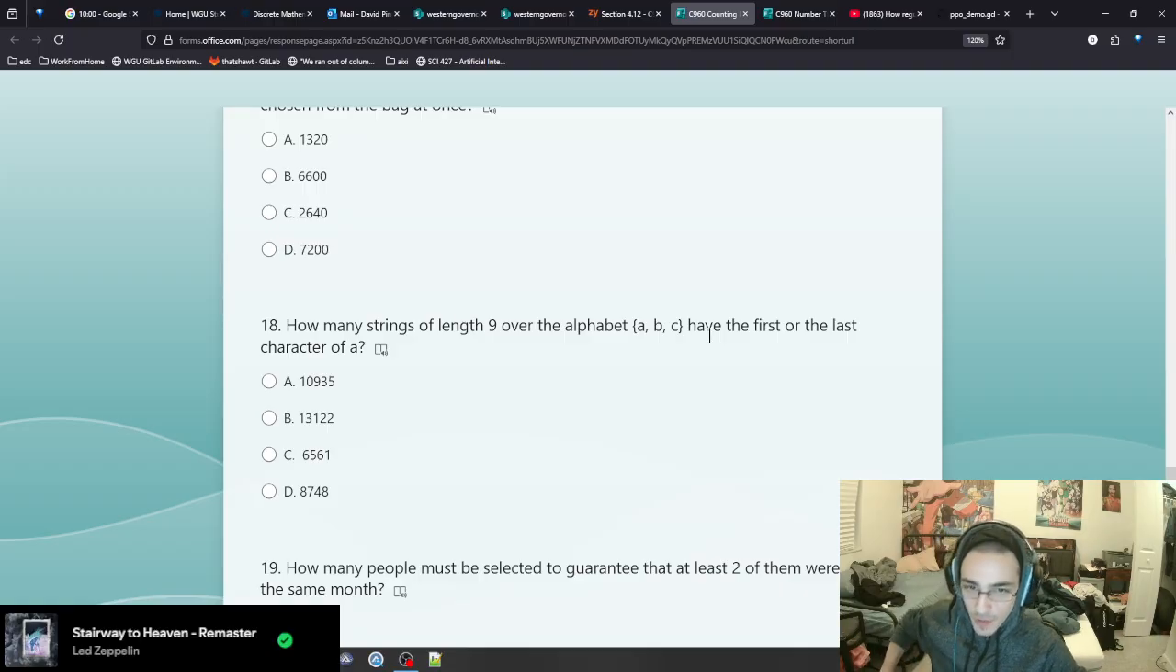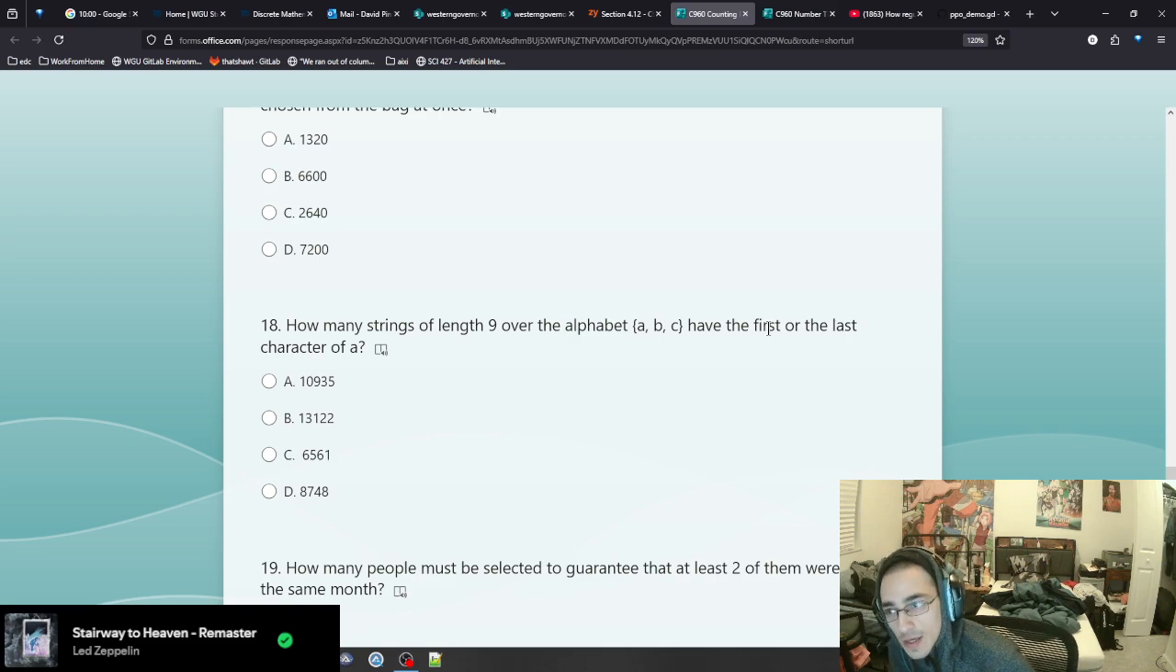Okay, my only problem with this is this XOR. Do they mean that it can only have A in the first one, or it could only have it in the last one and not both? Or it could have it in both, or just one of them?